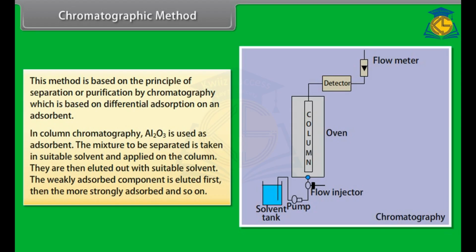The weakly adsorbed component is eluted first, then the more strongly adsorbed, and so on. This method is suitable for such elements which are available only in minute quantities and the impurities are not very much different in their chemical behavior from the element to be purified.